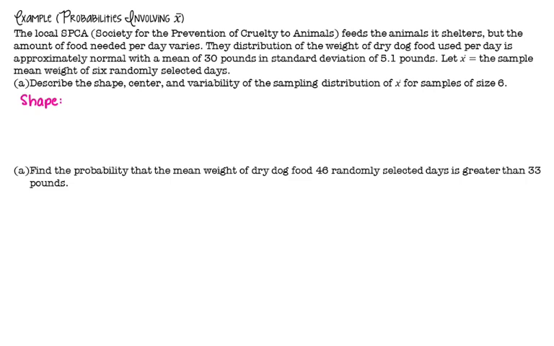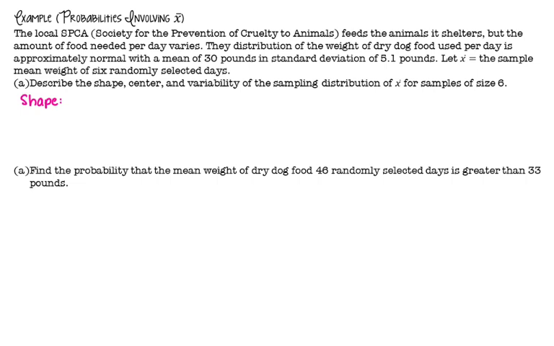All right, probabilities involving x bar. The local SPCA, Society for Prevention of Cruelty to Animals, feeds the animals it shelters, but the amount of food needed per day varies. The distribution of weight of dry dog food used per day is approximately normal with a mean of 30 pounds and a standard deviation of 5.1 pounds.